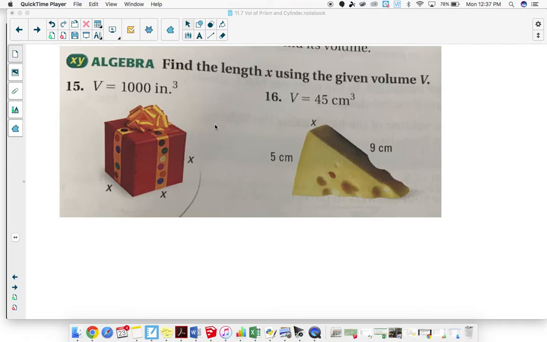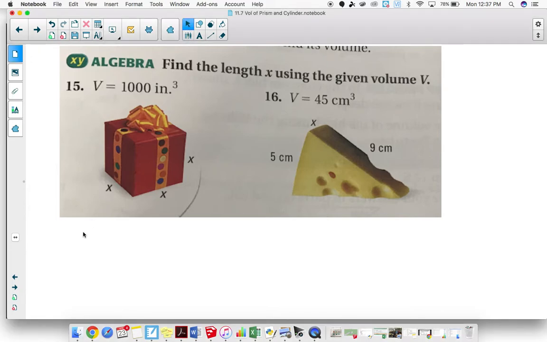Thanks for joining me for the second section of 11.7. What we're going to do in the next couple minutes here is look at what happens when they give us the volume. How do we solve for an unknown dimension? Basically on each of these problems, they'll give us the volume, they'll give us some other information, and we're going to solve for the missing information.